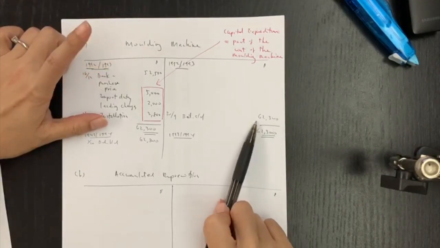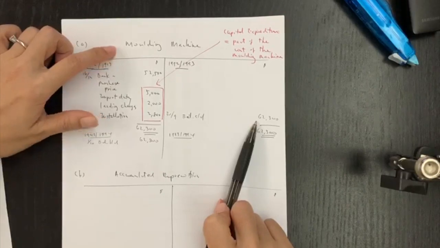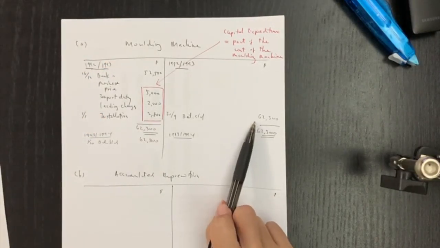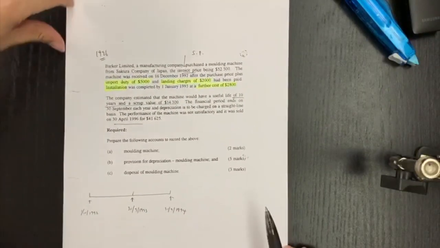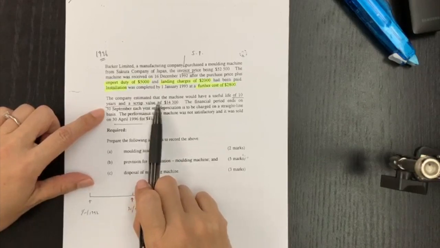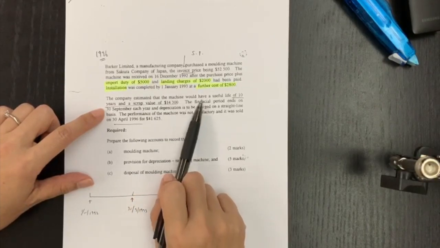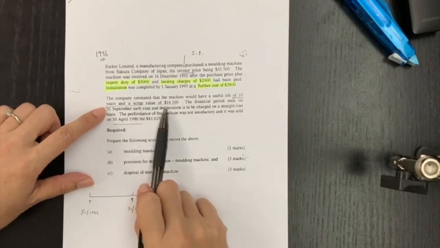So what happens if we use this molding machine again and again? The value goes down, is that right? So each year at the end, we have to provide depreciation. Here we have some information. The company estimated that the machine would have a useful life of 10 years and a scrap value of this.